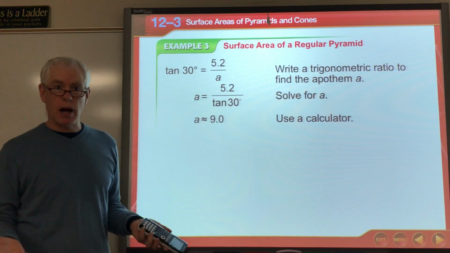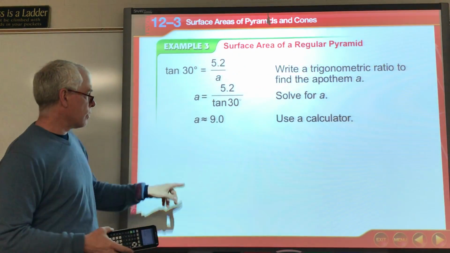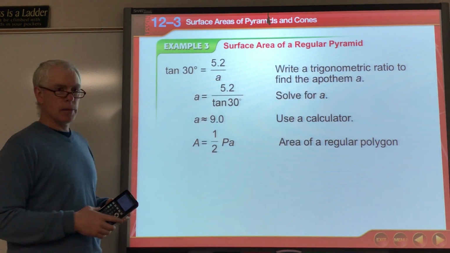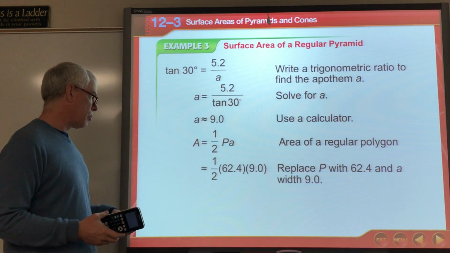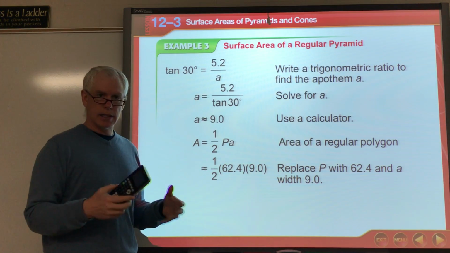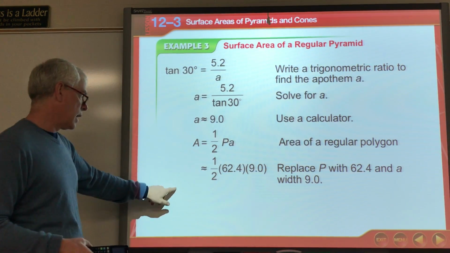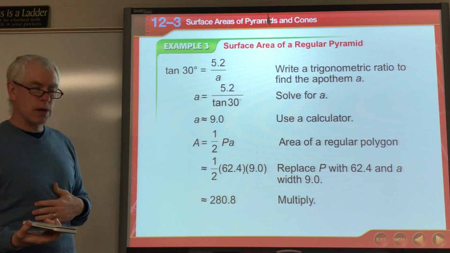So now I've got the apothem, and when I calculate the area of the base, I'm going to go 1/2 apothem times perimeter, okay? And we already knew what the perimeter of the base was. We had calculated that, 10.4 times 6. And then the apothem's 9. So now I've got the area of the base, that 290.8.